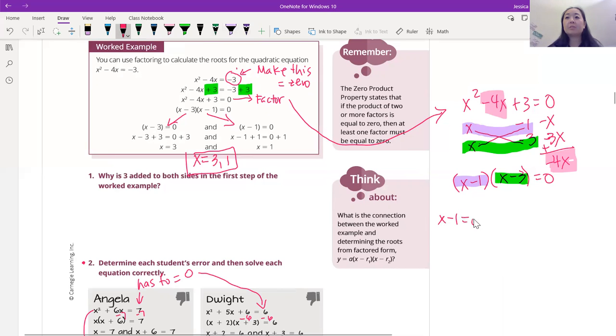x minus 1 equals 0, x minus 3 equals 0. Honestly, if you can do the math in your head, that's fine. If you set them up like this and you go, okay, that's going to be 1 and that's going to be 3, I'm fine with that. But if you really like to write it down, then write it down. So x equals 3 here and x equals 1. I'd like you to combine it into one solution: x equals 1, 3.